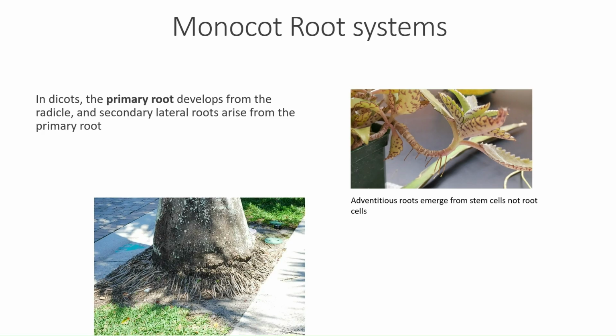In dicots, again, the primary root that originates from the radicle persists and becomes the main taproot. In monocots, after germination, the primary root soon dies off. Its job is complete in establishing the plant in the soil. And then adventitious roots emerge from stem cells rather than from root tissue or root cells. So the stem cells convert over into root cells. These adventitious roots give rise to the characteristic fibrous root systems we see in grasses and corn.